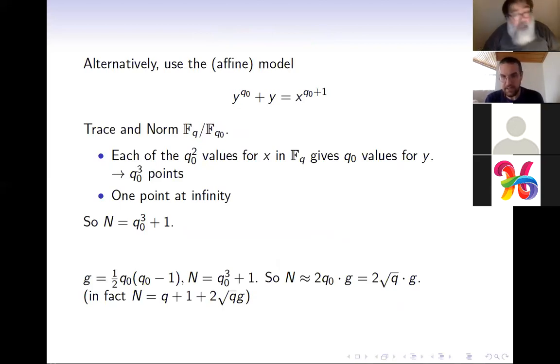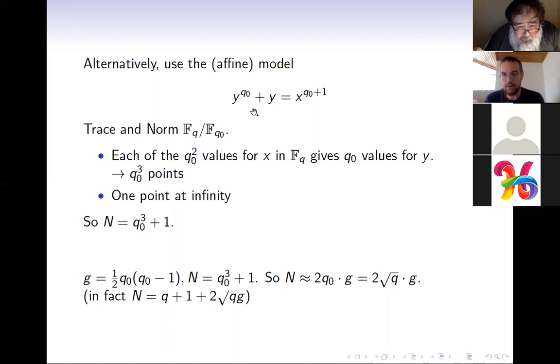You can show that you can change the variables and turn the curve into an equation of this form. And then this expression, so this is just an affine model, has the advantage that on the left-hand side, you have the expression for the trace from FQ to FQ0. And on the right-hand side, you have the expression for the norm from FQ to FQ0. And this is a very standard trick for people working with curves over finite fields, especially working with explicit equations. Over finite fields, we really understand well the norm and the trace. We know how they behave and so on, and you try to use that to say something.